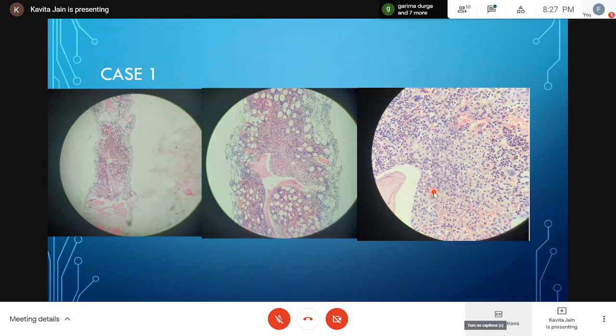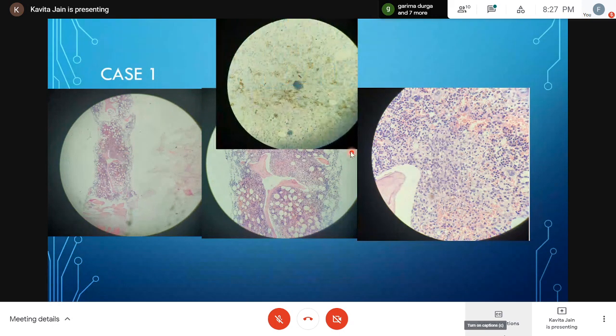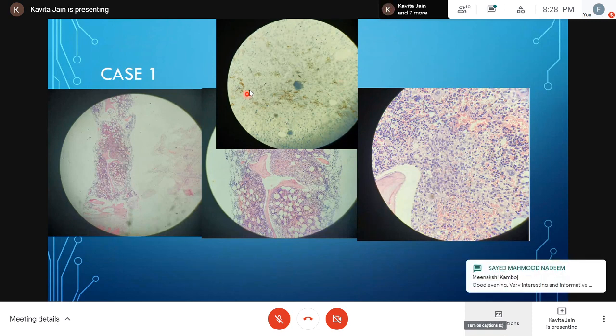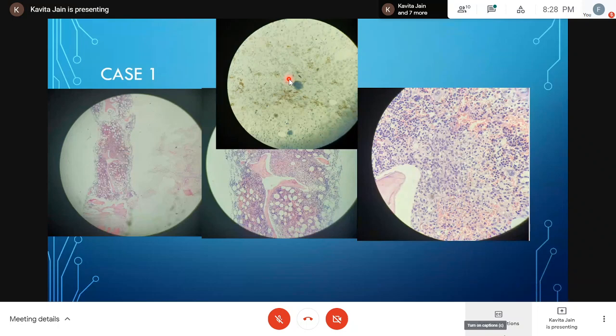So I just did a CD30, and in deeper sections, just one cell in this section, this is the cell with prominent eosinophilic nucleoli, and I could see so many CD30 positive cells. So when I told this to the clinicians about the Hodgkin's lymphoma, later on it was found that the patient had Hodgkin's lymphoma 20 years back. So, added to my credit somehow.